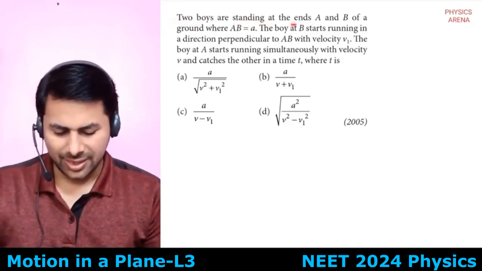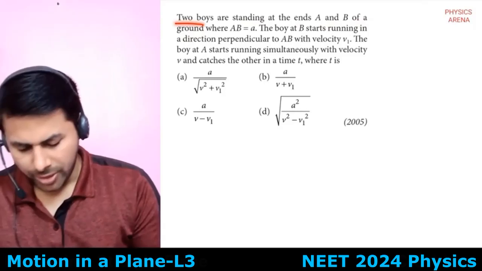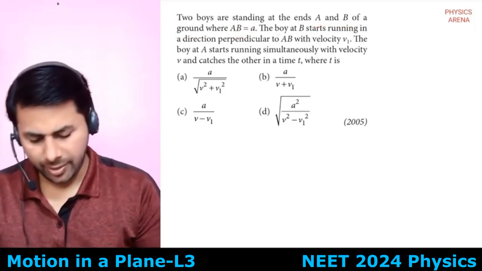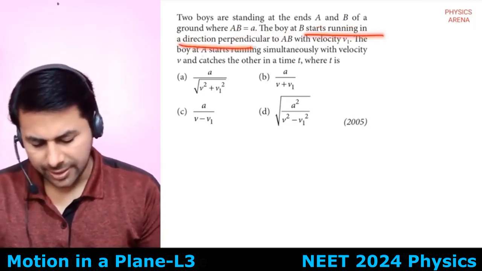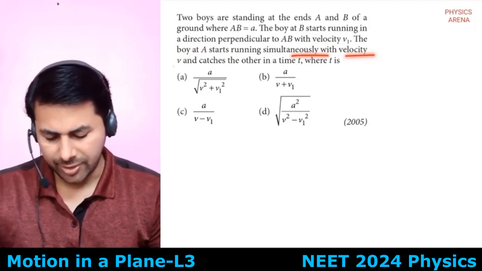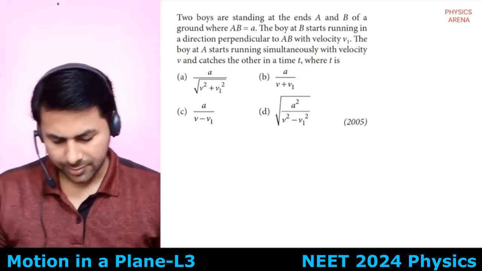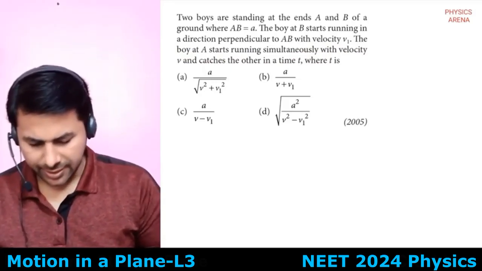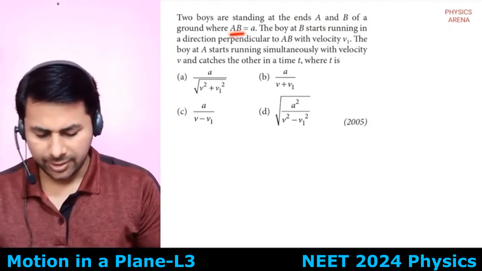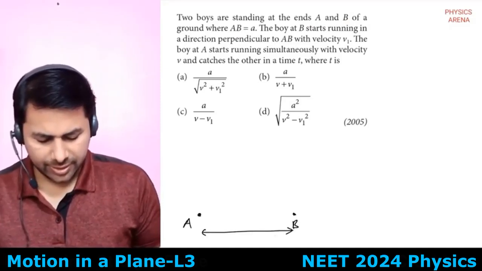Two boys are standing at the ends A and B of a ground where AB equals A. The boy at B starts running in a direction perpendicular to AB with velocity V1. The boy at A starts running simultaneously with velocity V and catches the other in time t, where t is... So we have two boys standing at two ends of a ground, one at A, the other at B, and this AB distance is given, equal to A.